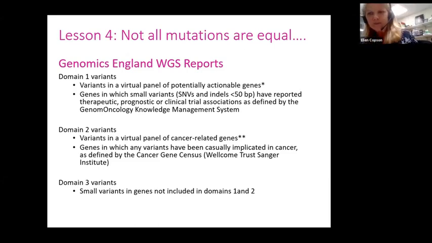Okay, lesson 4, which comes on from that. Not all mutations are equal. The way Genomics England have structured their whole genome sequencing reports is that they talk about domain 1, 2, and 3 variants. Domain 1 variants are variants in a virtual panel of potentially actionable genes. These are defined as genes in which small variants have been reported to have therapeutic, prognostic, or clinical trial associations. So they are categorized at a gene level rather than a variant level.